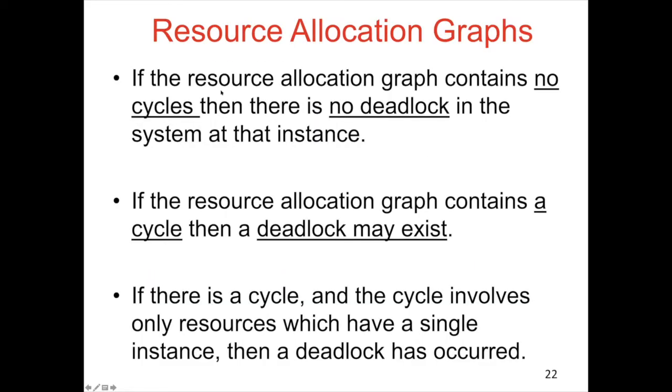If the resource allocation graph contains no cycles, then there is no deadlock in the system at that instance. If the resource allocation graph contains a cycle, then a deadlock may exist. If there is a cycle and the cycle involves only resources which have a single instance, then a deadlock has occurred. However, if there is a cycle, but the cycle involves some resources having more than one instance, then a deadlock may or may not occur.